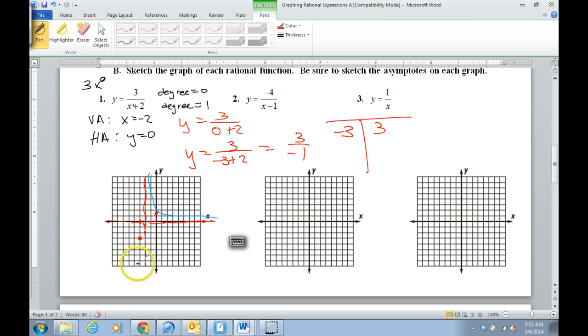So what do you think my graph is going to look like on this side? It's going to be the same thing, the opposite direction. Yep. Something like that. It should have gone through that point, though, right there.